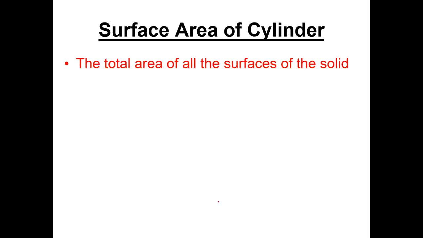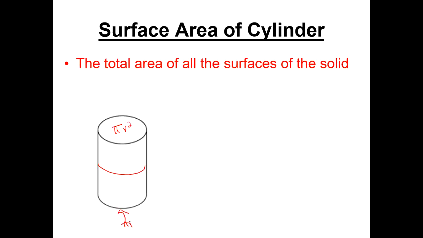So first off, we're going to talk about surface area of cylinders, and just like we talked about with prisms, it's the total area of all the surfaces of the solid, except a cylinder is a little trickier because of this rounded edge right here. So we know that the area of the circle, or the base, or the top and bottom, is going to be the area of a circle, which is pi r squared. And of course we're going to have to do that for the bottom as well, pi r squared. But what about this middle piece?